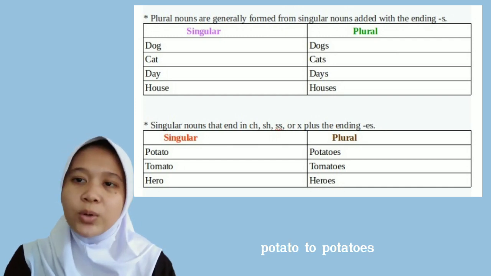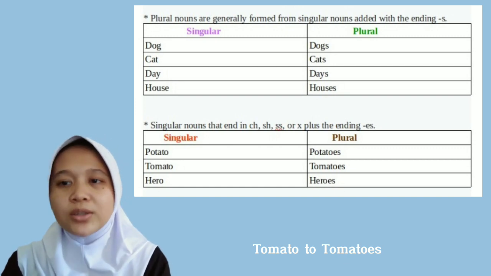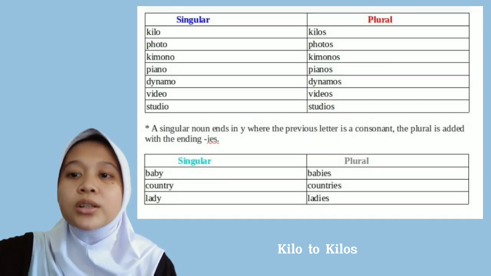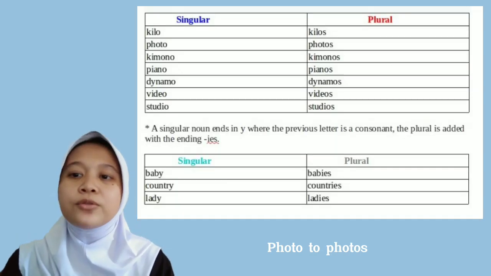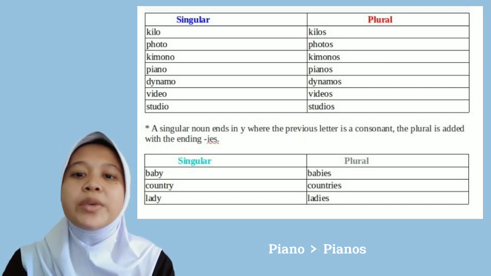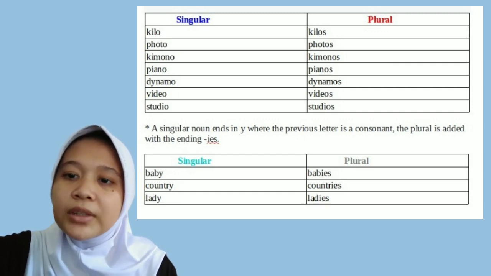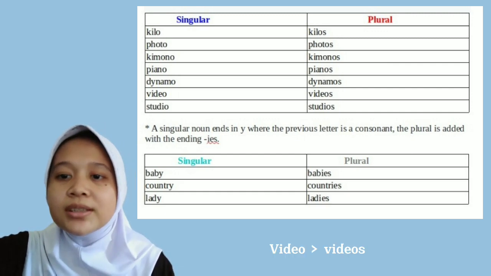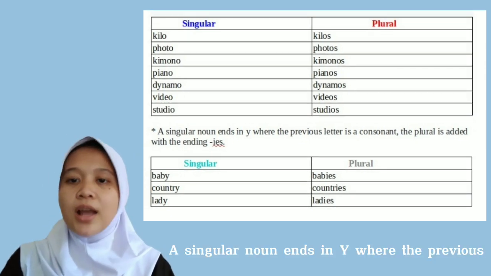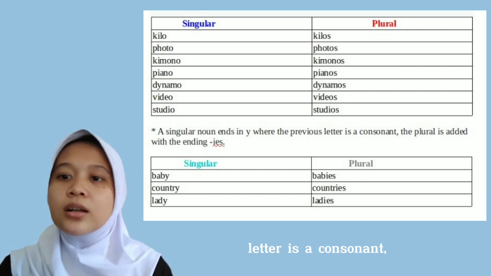Singular: potato to potatoes, tomato to tomatoes, hero to heroes, kilo to kilos, photo to photos, kimono to kimonos, piano to pianos, dynamo to dynamos, video to videos, studio to studios. A singular noun that ends in y where the previous letter is a consonant.